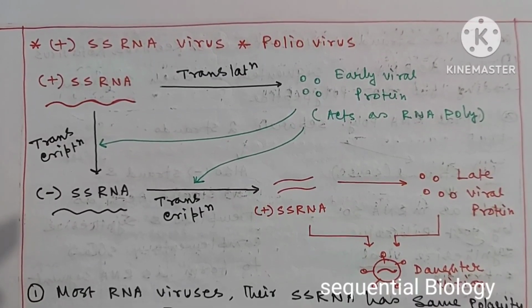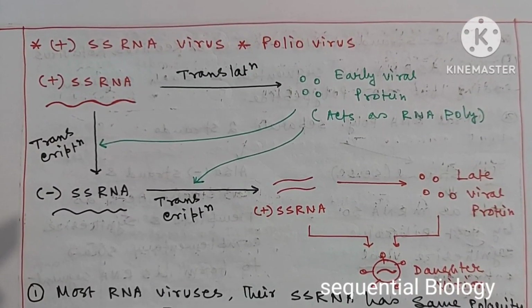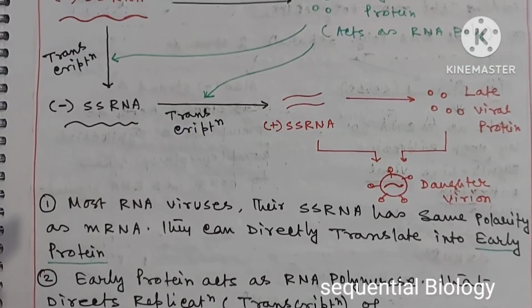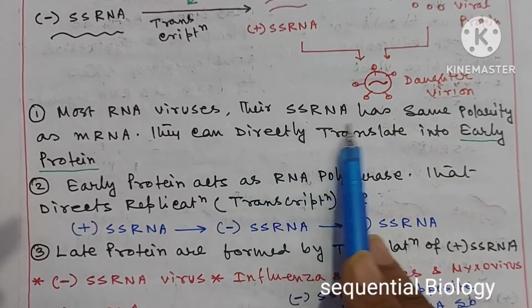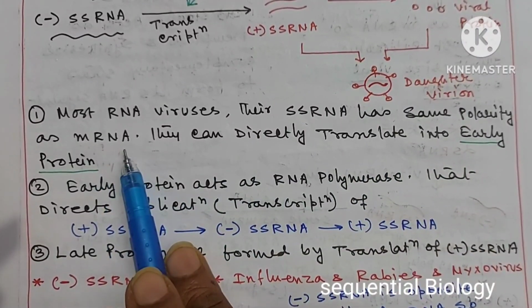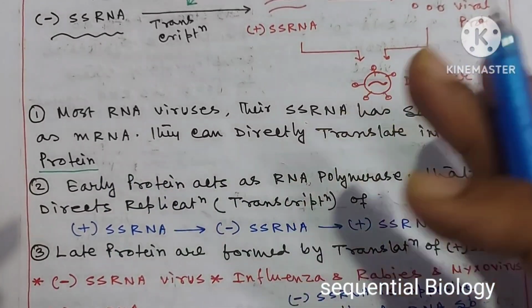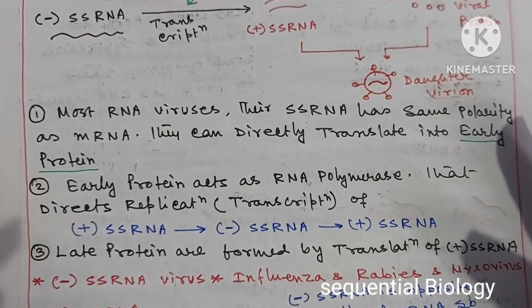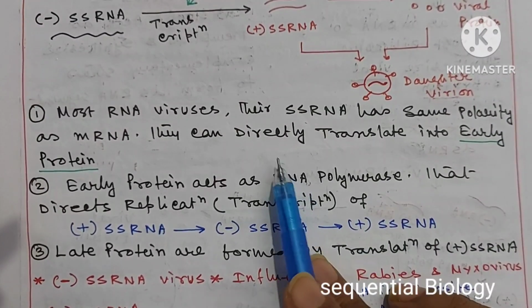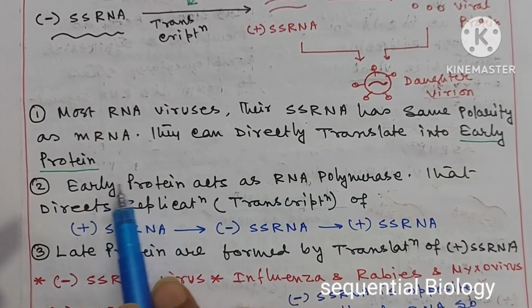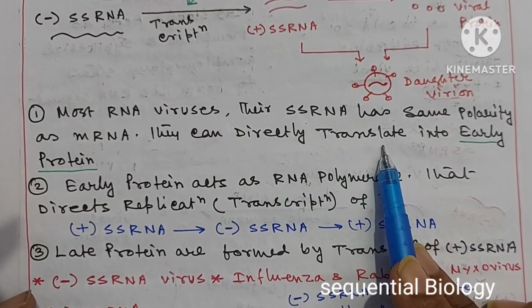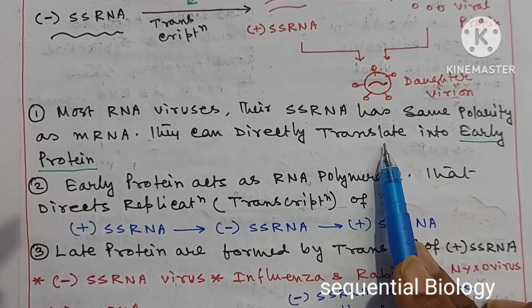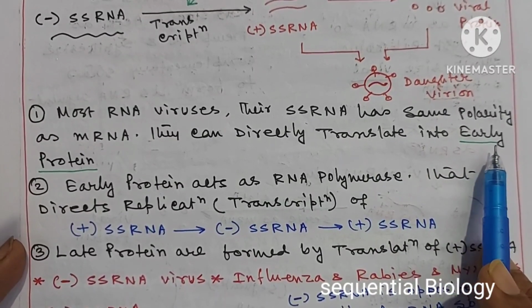And this is the reproductive strategy of plus ssRNA containing viruses, and poliovirus actually follows this strategy. Most RNA viruses have an ssRNA with some polarity. The RNA which has the same polarity as mRNA is called plus ssRNA. They can directly undergo translation, since they are plus ssRNA, and they will form early protein.